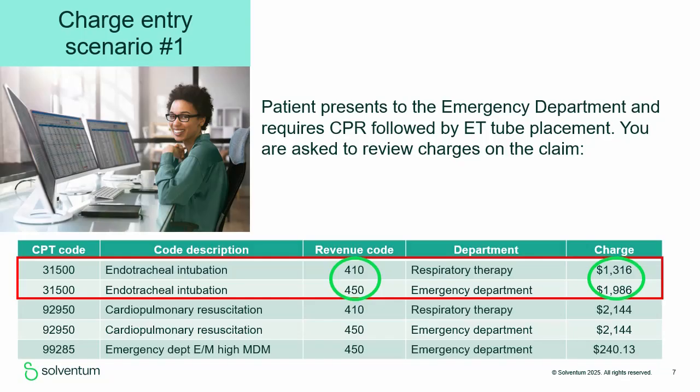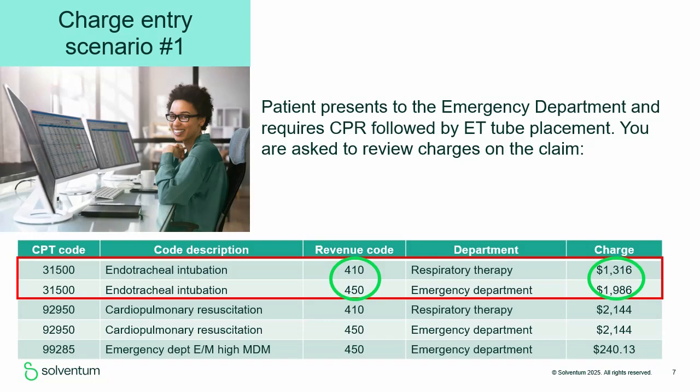So what's going on here? It appears that the respiratory therapy department posted a charge for their involvement with the placement of the endotracheal tube, and it also appears that the emergency department posted a charge for the same service. Since charges can't be posted twice, what should the facility do?